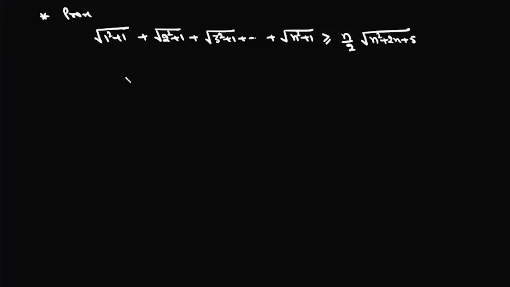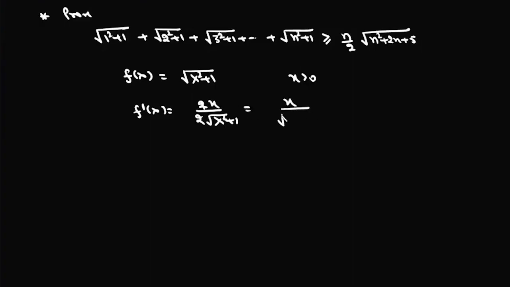Now for this, what we'll do is we'll consider a function f(x) which is under root of x square plus 1 when x is greater than 0. Now if we find its f dash x, it will be 1 upon 2 under root x square plus 1 into 2x. So it will be x under root x square plus 1.